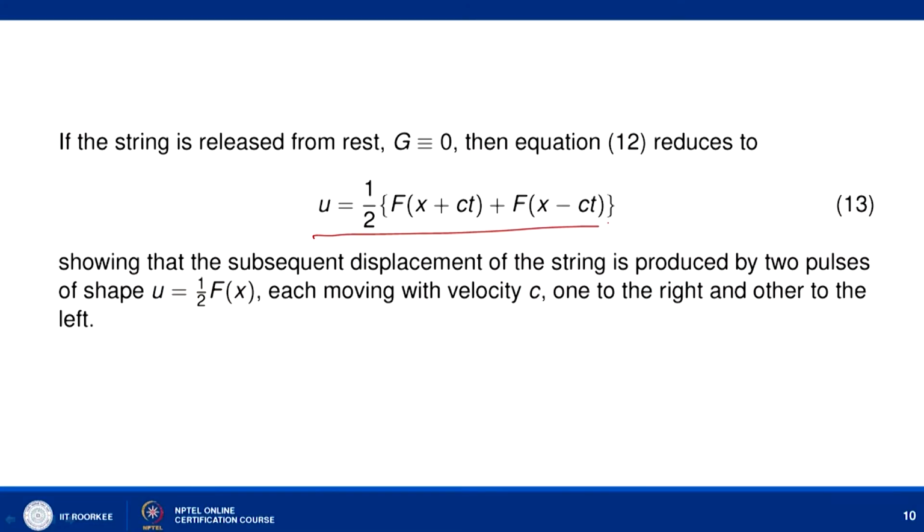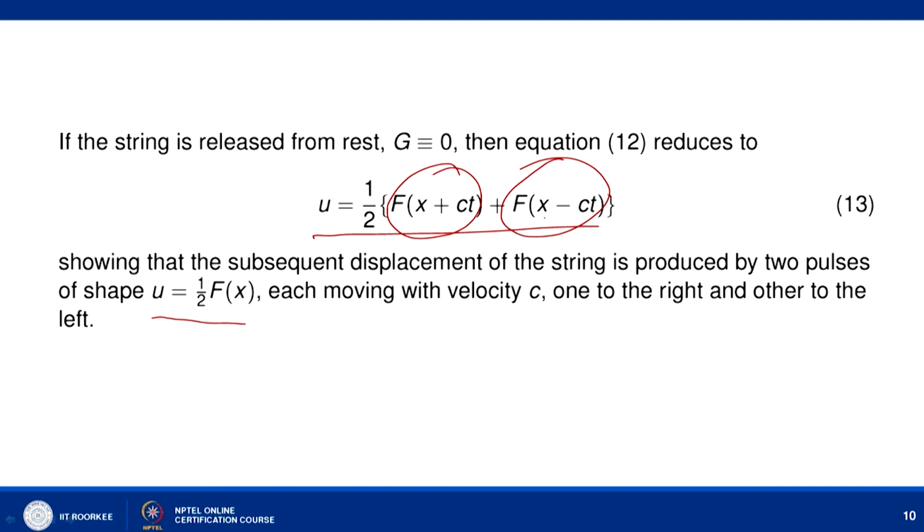Then in this case your solution is given by u equal to 1 by 2 f of x plus ct plus f of x minus ct. And if you look carefully, it is basically the displacement at a given point x and t, now produced by two pulses of shape u equal to f of x plus ct and f of x minus ct. So, basically these are two disturbances, and when you join them together, the resultant will give you the shape at the point x comma t.